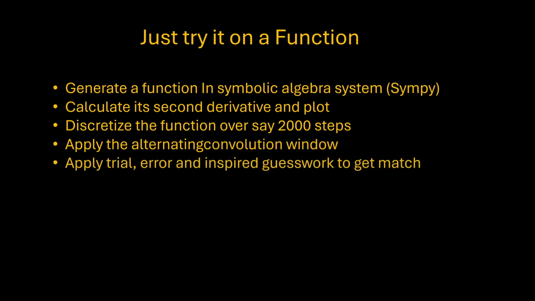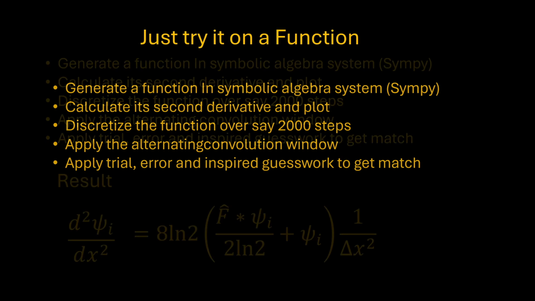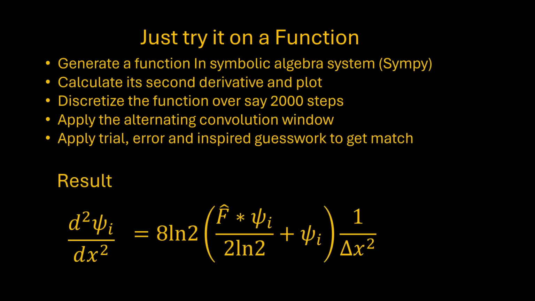Then we just apply trial and error and inspired guesswork to match our trial equation to the required one, and we find the result that beta equals 8 times the natural logarithm of 2.